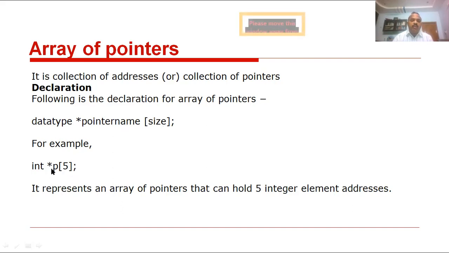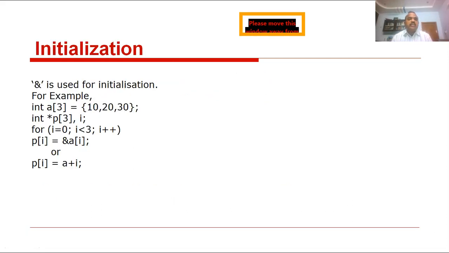Here p is a pointer variable. How many blocks are allocated? 5 blocks of memory are allocated to the pointer variable. It represents an array of pointers that can hold 5 integer element addresses. Clear? Then initialization of arrays. Ampersand is used for initialization. Am I right or not? Why? Because the variable address is assigned into the pointer variable. That is the value of the pointer variable. Here ampersand is the address operator.